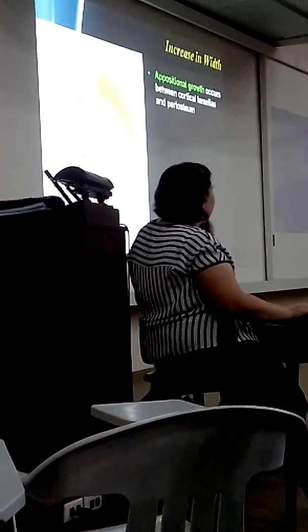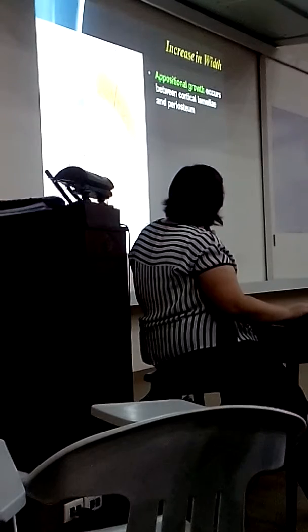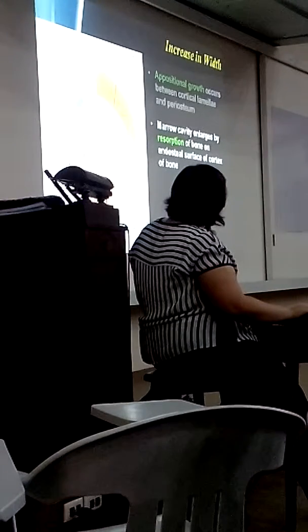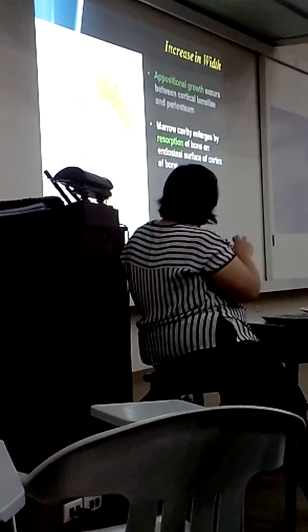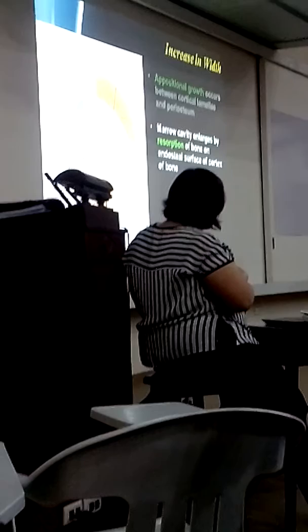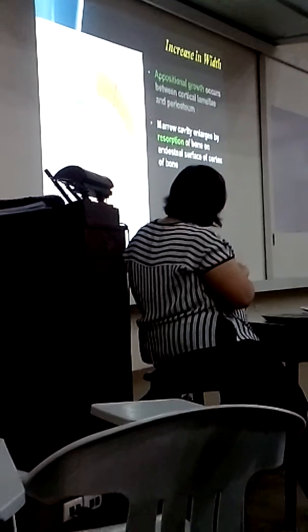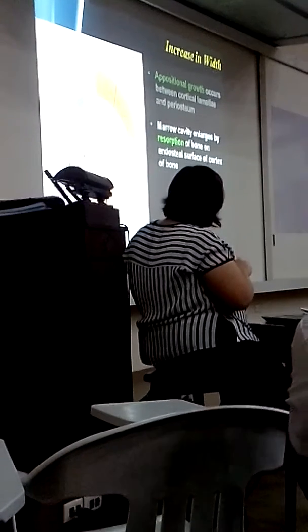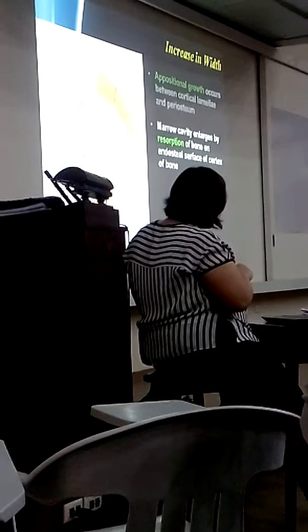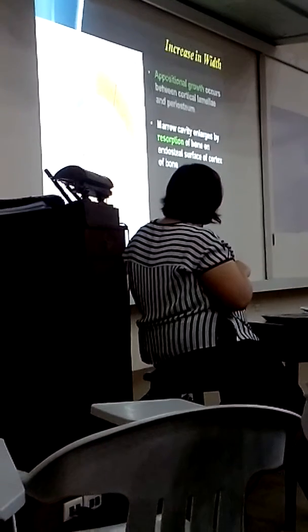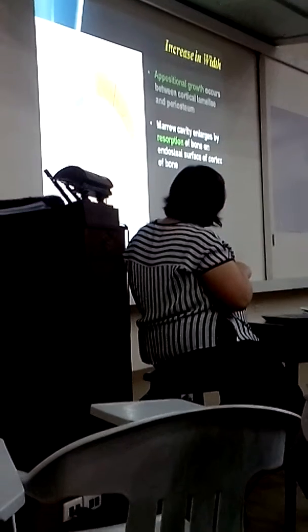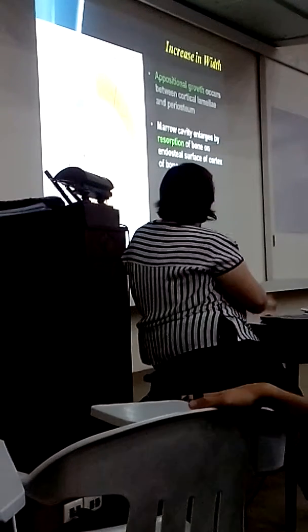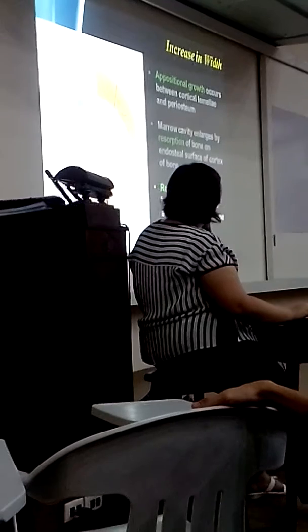But with regard to increase in width, appositional growth occurs between the cortical lamina and the periosteum. So the marrow cavity enlarges with resorption of bone on the endosteal surface of cortical bone. Actually, I showed you the same picture because you can see in the marrow here, with the increase in length, you would also have to increase your width to correspond to the increase in length. For you to add here, you would also have to reshape, so you would have some resorption happening in the inner portion.